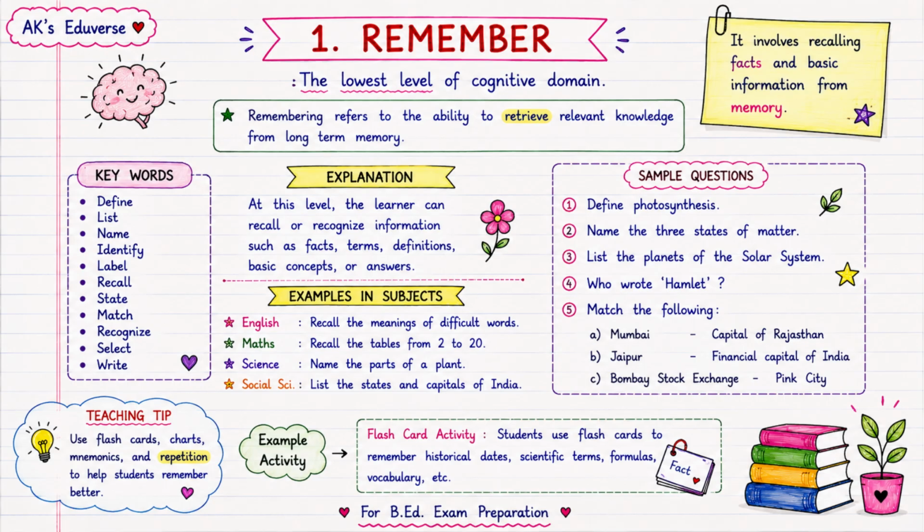So notice one thing, in all these examples, students are only expected to remember the information. They don't have to explain or justify or reason out their answer. The teaching tip here I would suggest is, at this level, teachers can use flashcards, quizzes, matching activities or oral questioning to check whether the student remembers the basic concept or not. It is just for recalling and remembering.